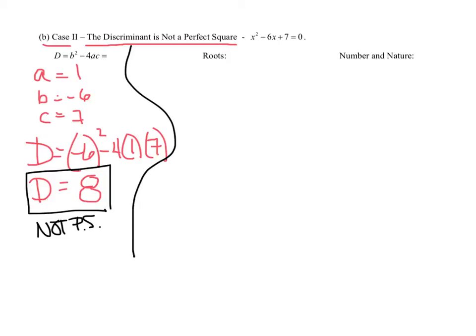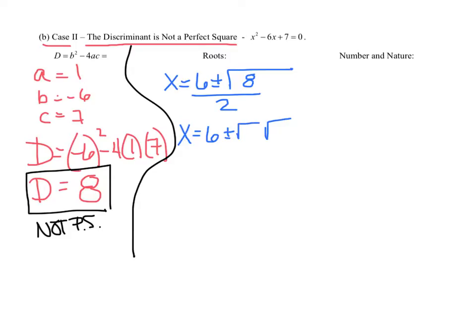Okay. Now we can actually go get the roots with the quadratic formula. x equals negative b plus or minus the square root, I know my discriminant is 8, divided by 2a. Now I get x equals 6, and I have to break that radical down. It's not perfect, so 4 and 2. So I get x equals 6 plus or minus, that becomes 2 radical 2, all over 2. I can factor out the top there with a 2.